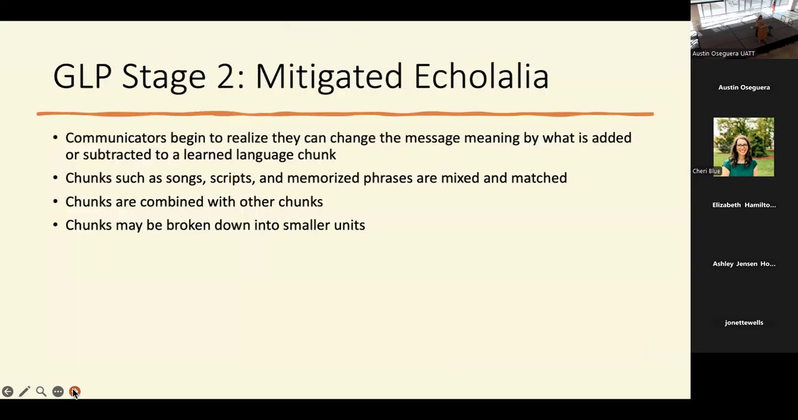Okay, so GLP stage 2 is mitigated echolalia, and you can think of this stage as mix and match. So this is when they still have scripts, but they don't have to use their scripts exclusively in one big chunk. They can take a little piece of this script and a piece of this script, and they start putting them together because they've learned maybe this piece of script means this, and this one means this, and so I'm going to start putting them together. And they can come from songs and memorized phrases and that kind of thing.